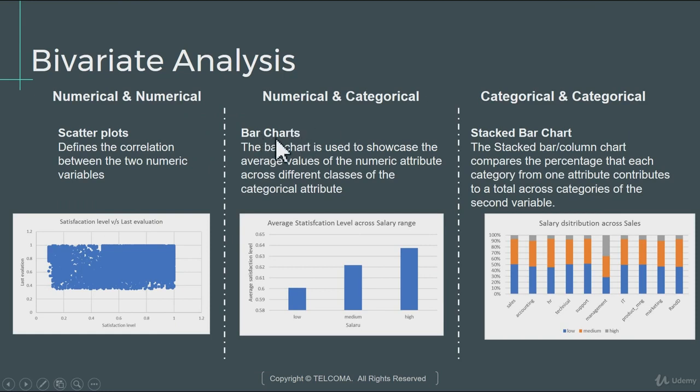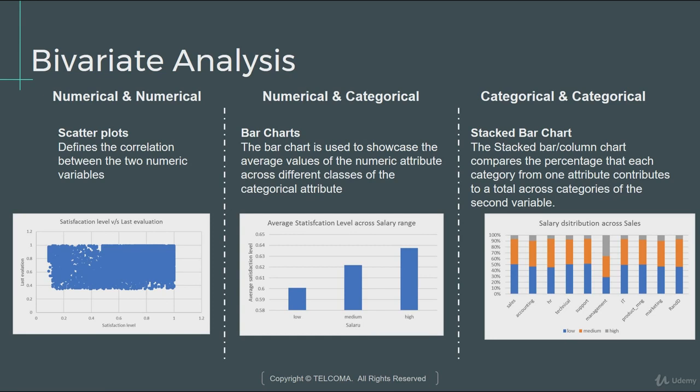We have a simple bar chart. The bar chart is used to showcase the average values of a numeric attribute across the different classes of the categorical attribute. So we've taken again a hypothetical example over here. This is again from the data set. So we'll say salary, which has 3 levels: low, medium, and high. There is a typo over here, please ignore that. And across average satisfaction level.